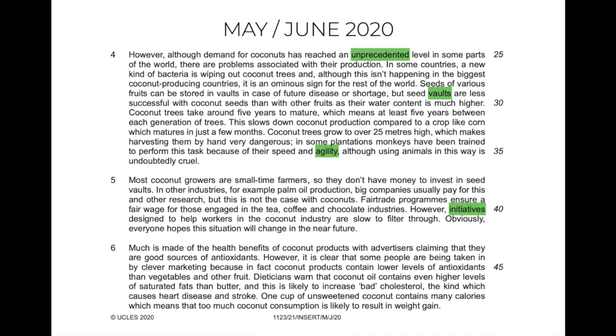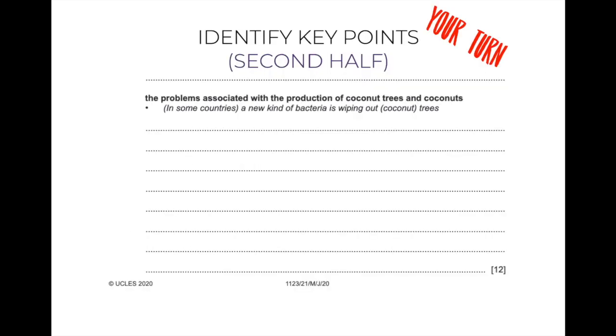Have you read through it? Once you have done, then we need to move on to this task here. It's your turn once again. So now you need to identify the key points in the second half of the text. The first one is given to you. As you can see, in some countries, a new kind of bacteria is wiping out coconut trees. You need to write down another 7 key points that you can find in the text. Off you go. Please do that now.